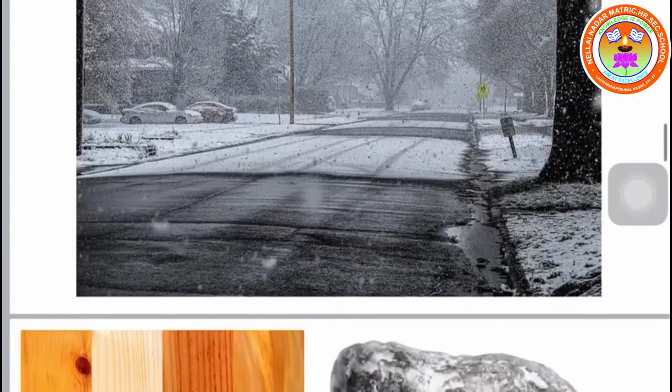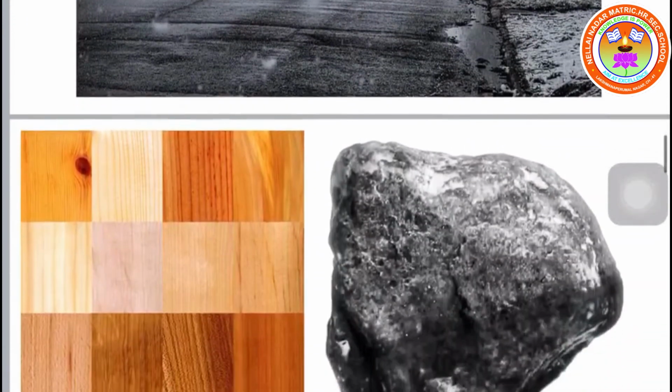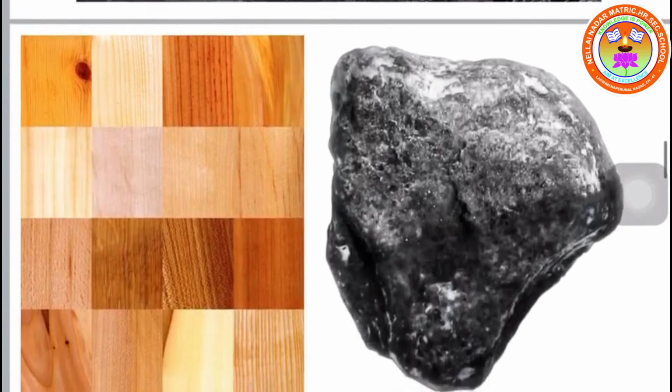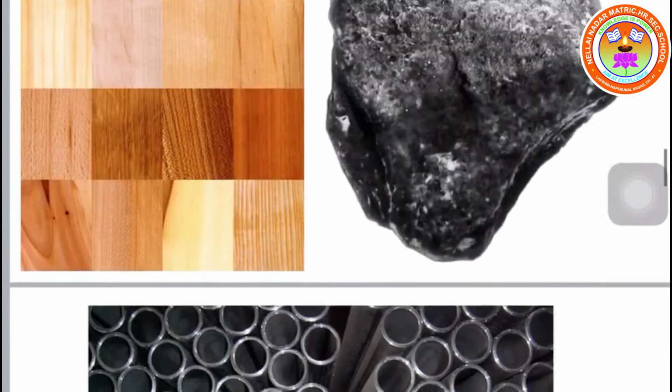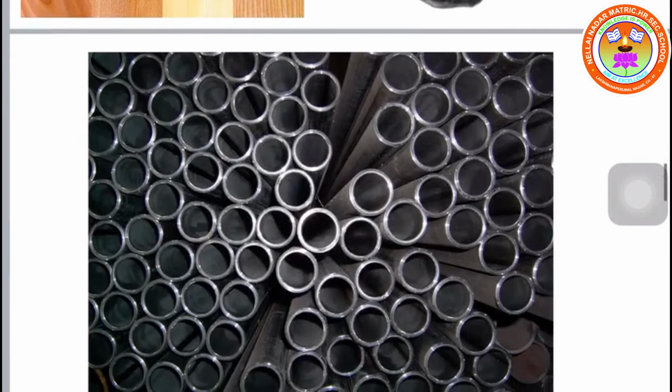Let's move on to opaque objects. An object which does not allow light to pass through them is called an opaque object. So we cannot see through these objects. Examples: wood, stone, metals. Now we have learned about transparent objects, translucent objects, and opaque objects.